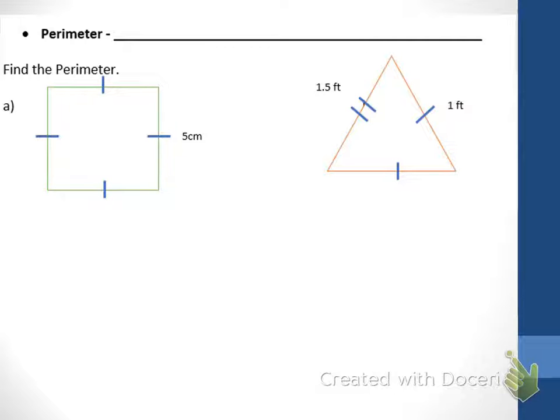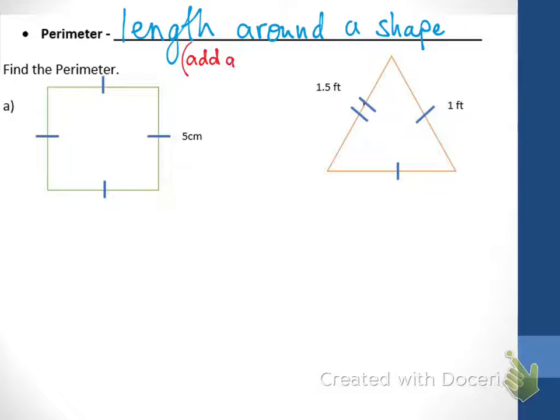So, first thing we're going to write is what is perimeter. You ready? It is the length around a shape. Here's what you're going to write under it, and you're going to highlight this. How do we find the perimeter? Add all the sides. So you're going to write that. Add all the sides.